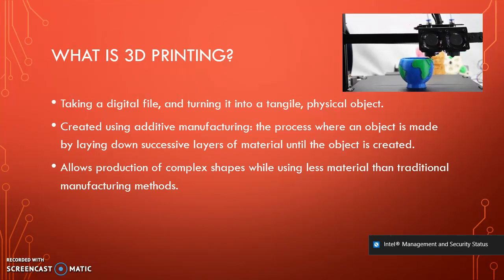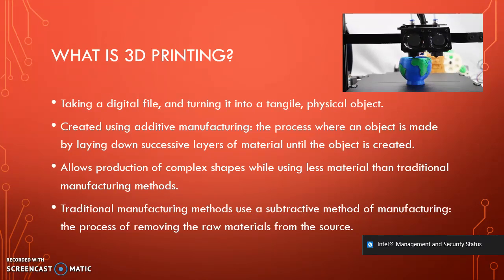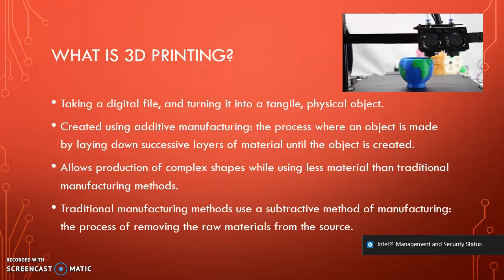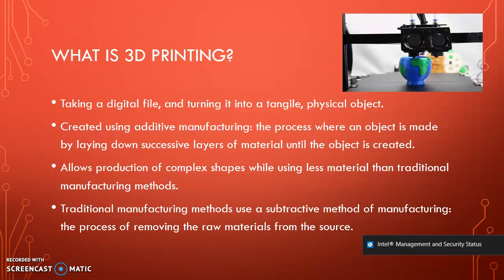Essentially, traditional manufacturing methods use the subtractive method, which is the exact opposite: a process of removing material from the raw source. What this is doing is creating the object instead of taking it away from the raw material it comes from, which is more efficient and better overall. It saves more money, saves more time, and it's a quicker process.